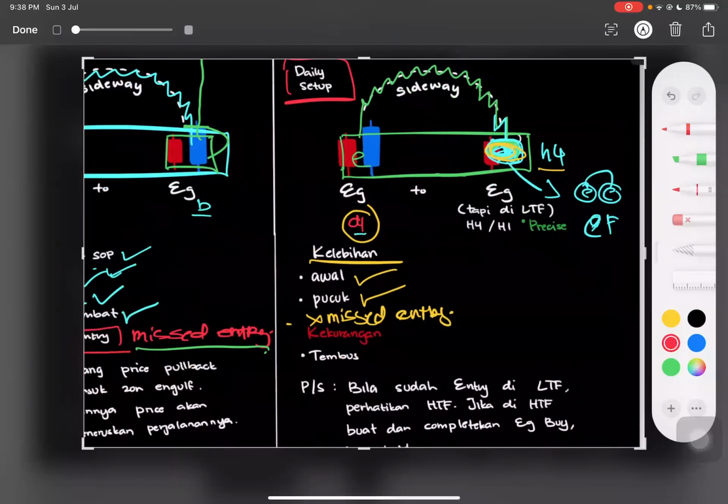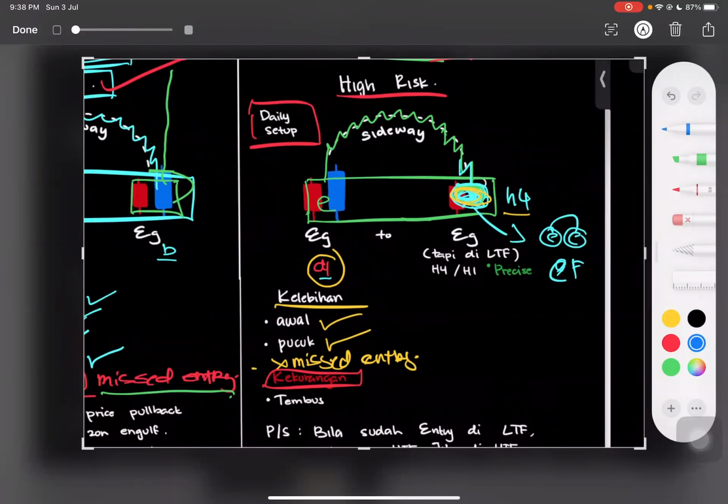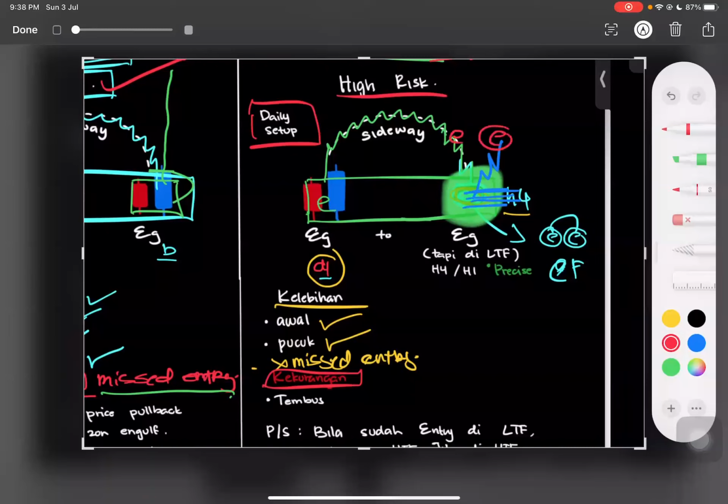Okay, how about the cons? The con is probably whenever you enter your setup here, sometimes after you enter your position, price goes up, maybe suddenly price starts an opposite engulf block, engulfing sell. After price goes up, you're in profit and suddenly price starts to reverse. Boom, price breaks your entry zone. So this is the cons.